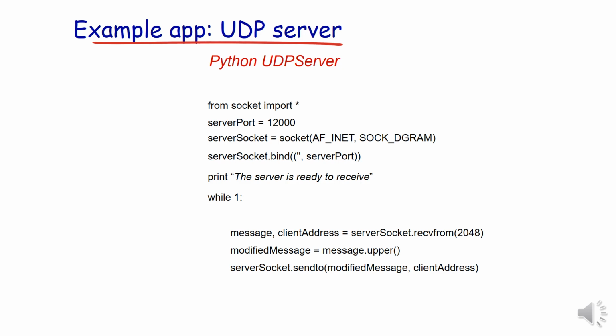Then the next duty of the server is to convert it into uppercase, and it will be performed using the upper method. Once it is converted, it will be sent back to the client again. So the server writes the data to its socket, the server socket, using the method sendto, with the modified message and the client address. That's it. Here is the server.